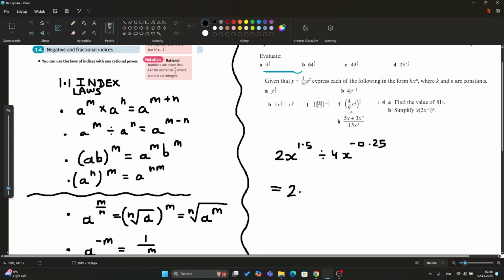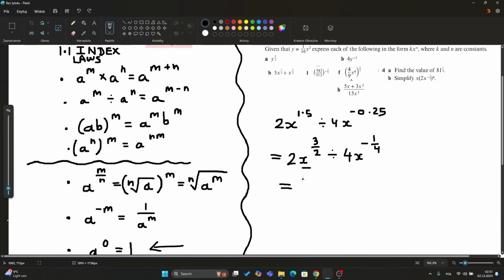We turn those ones into powers like so. So we turn them into fractions from decimals. So here is 3 over 2 and here is minus 1 over 4. And then we can use the division rule of laws of indices for the powers, because we got bases the same, which are x and x. So 2 divided by 4 is 2 over 4, which is 1 over 2.